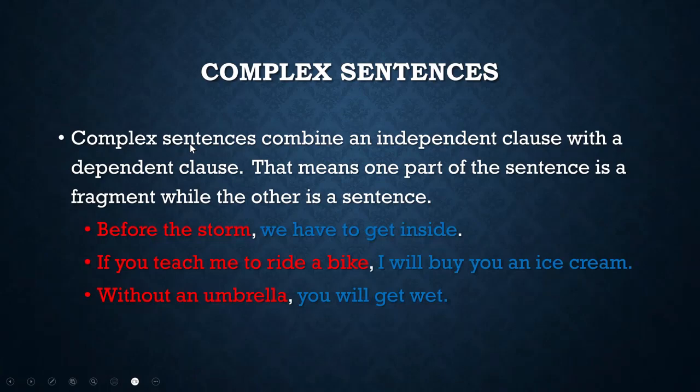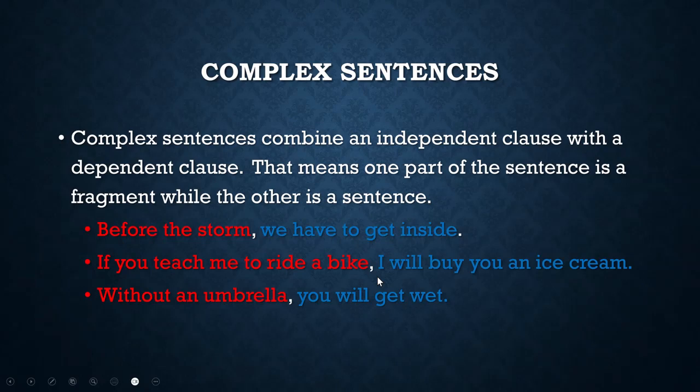Complex sentences combine an independent clause, a whole sentence, with a dependent clause, not always a whole sentence. That means one part of the sentence is a fragment, while the other tends to be a whole sentence. Before the storm, not a sentence. We have to get inside, that is a sentence. That is a complex sentence, and before is the subordinating conjunction.